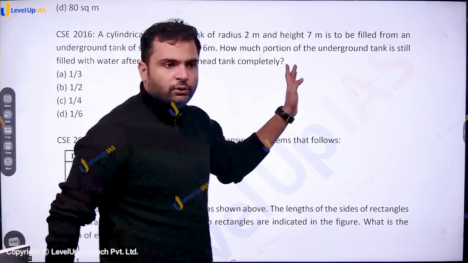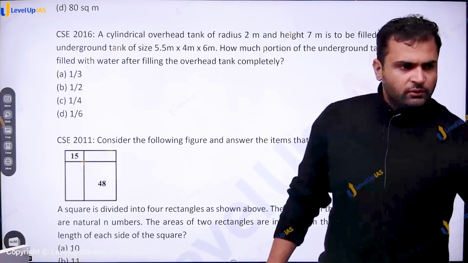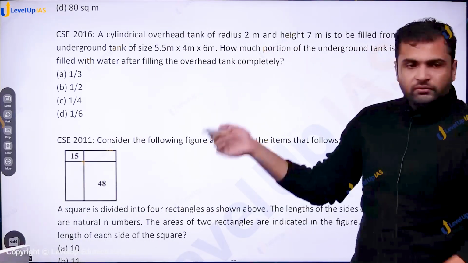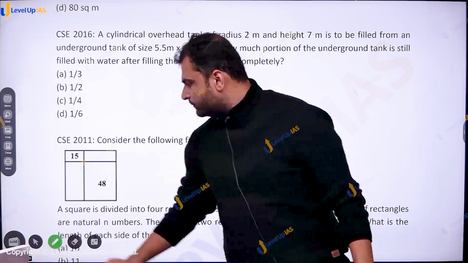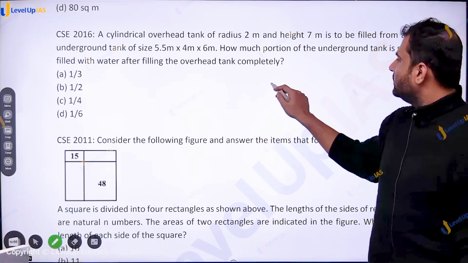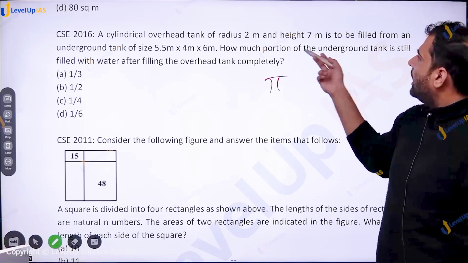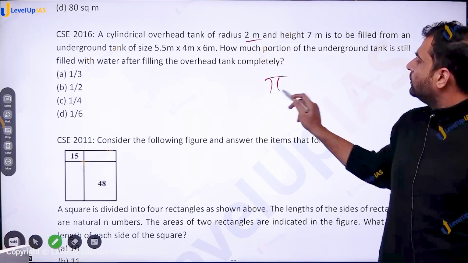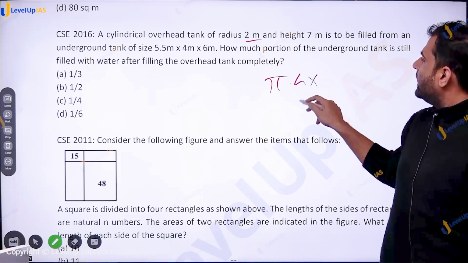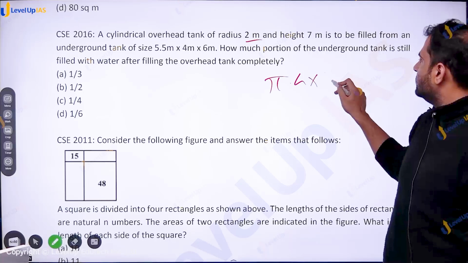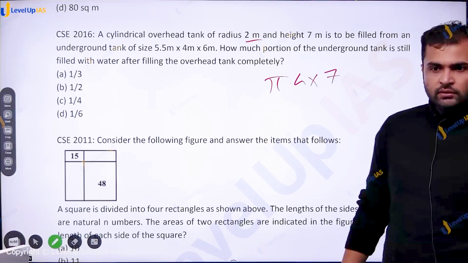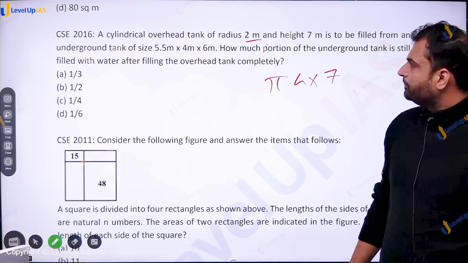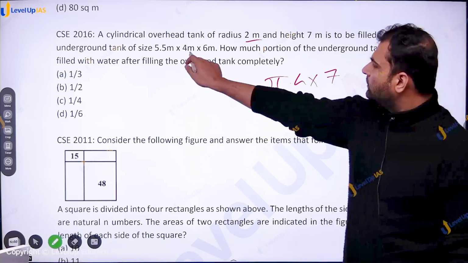Basically, first you have to calculate volumes. Both the volumes you have to calculate. What is the volume of pi r square h? Pi r square h means, let's keep pi as pi. R is 2, so 4. Pi r square h is 7. Right? सही है.